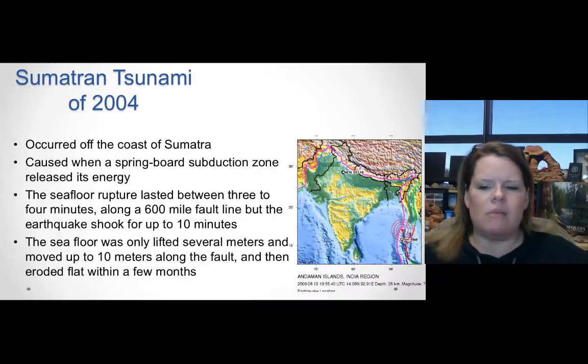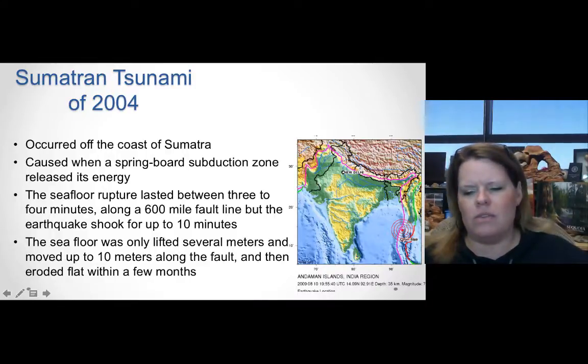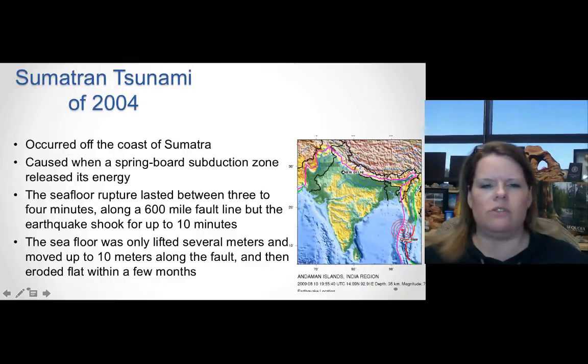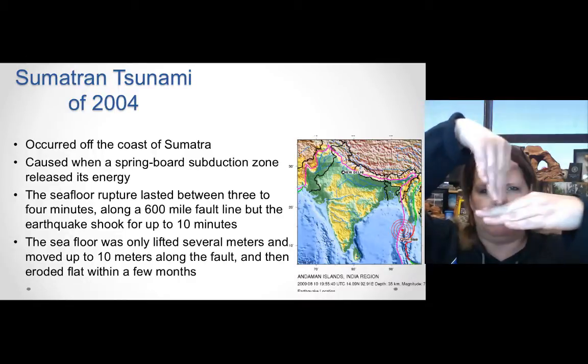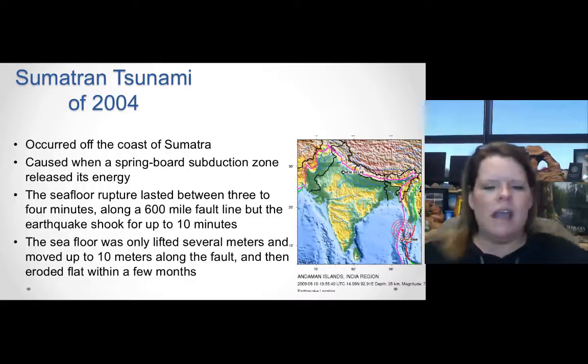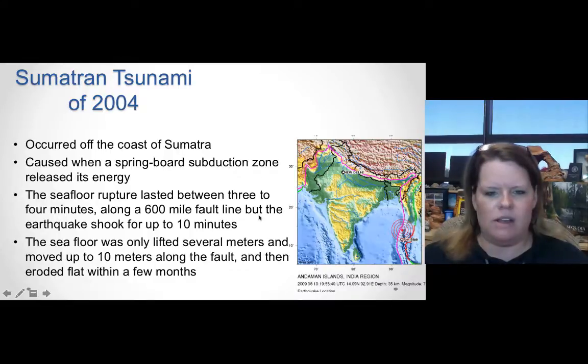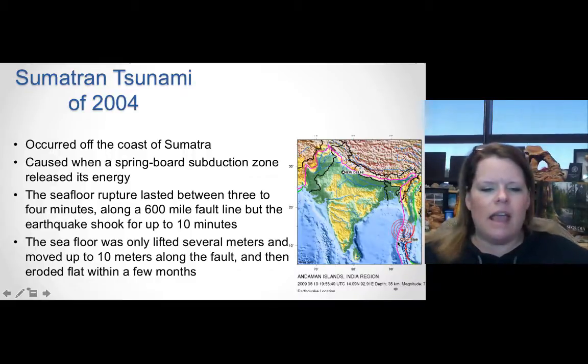So the Sumatran tsunami occurred along this plate line, which is actually called the Burma plate. It's a small oceanic plate subducting under this plate over here. And this was caused by a springboard subduction zone where the continental crust was being folded as the ocean crust went in, and it just went bloop like this and lifted the water. And it happened along a 600-mile fault line right in here. So that's this fault line right along this section right here. And so as it did, it was like a domino effect. And it shook for up to 10 minutes depending on where you were.